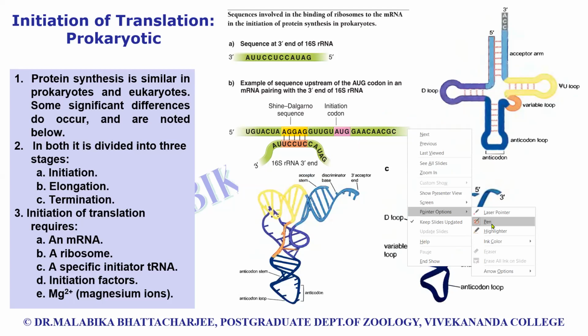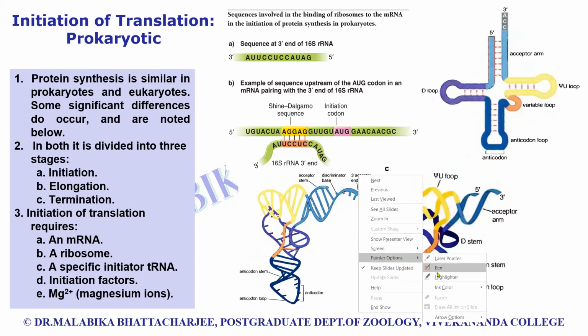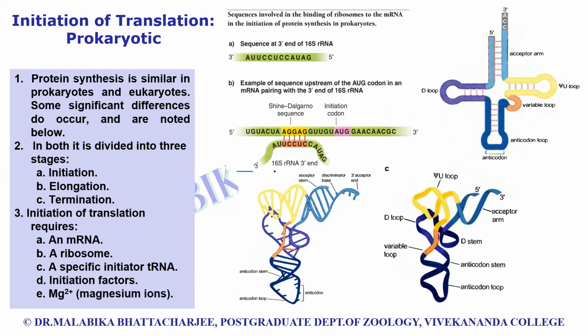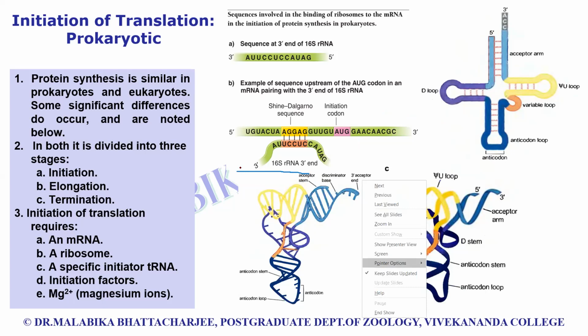Pointer options. So let me now draw, pointer options, pen. So suppose this is an mRNA. What happened? I changed the color, pointer options, color, red, pointer options, erase all.